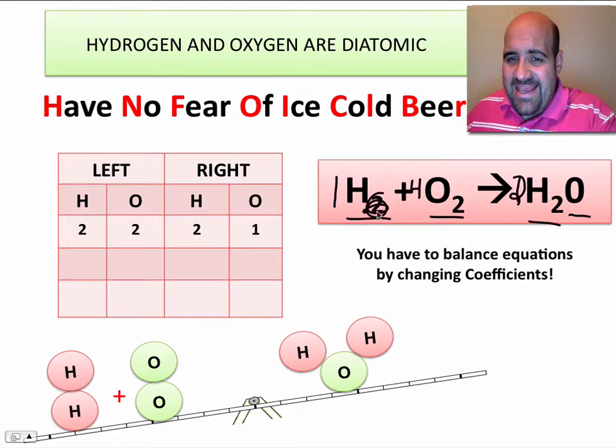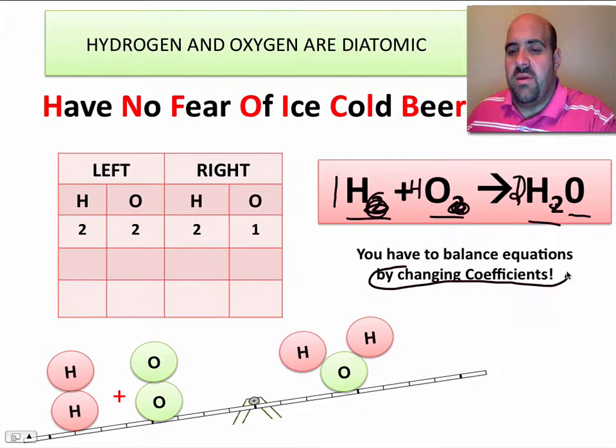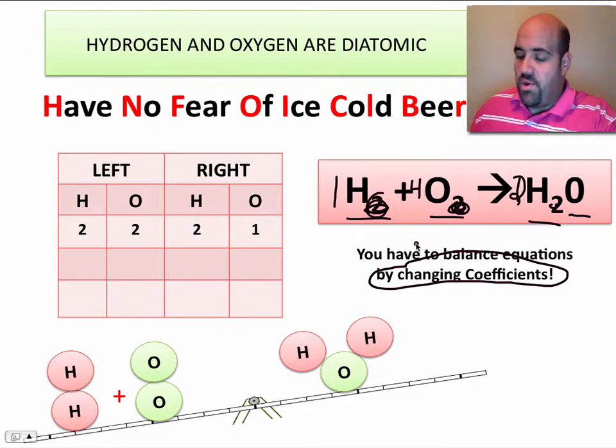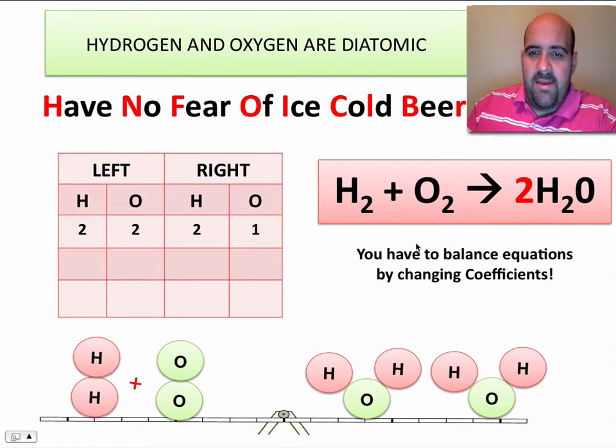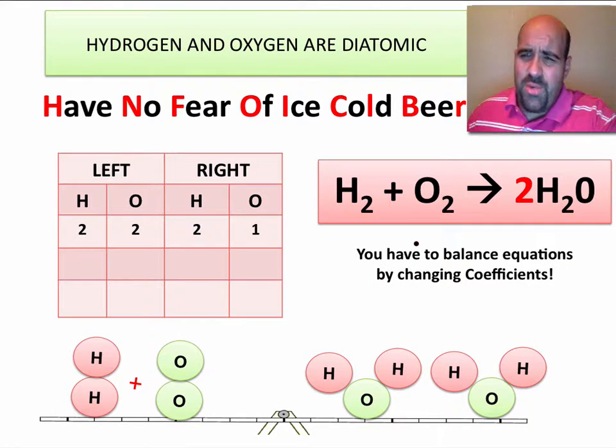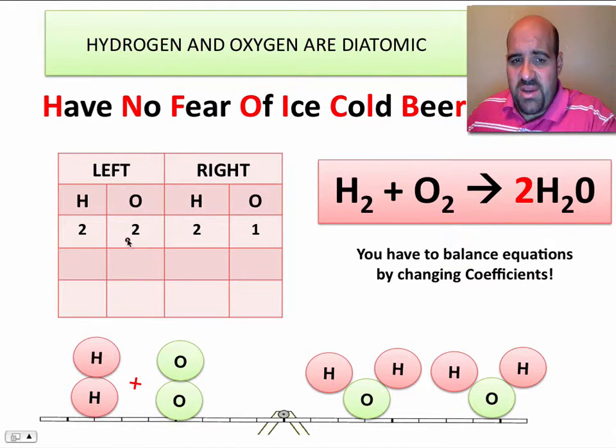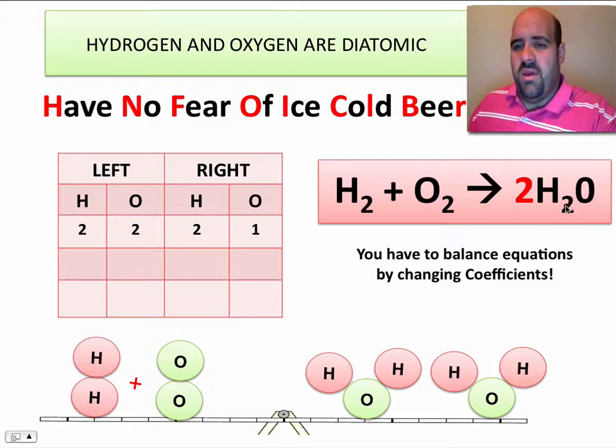You can never change these. Don't change the subscripts. We balance equations only by changing the coefficients, and let's see what that means. So I put a 2 here in front of the H2O. Why? Well, initially, I had two hydrogen and two oxygen here. I didn't have enough oxygen on the right side of the equation. So I put a 2 in here to give me another oxygen.